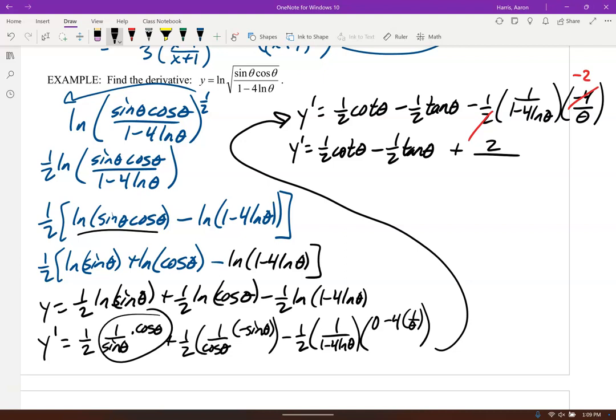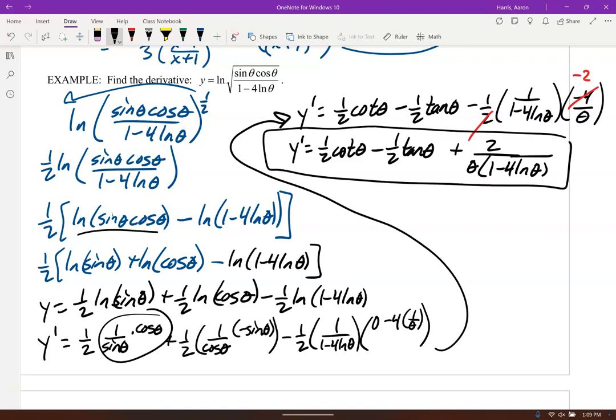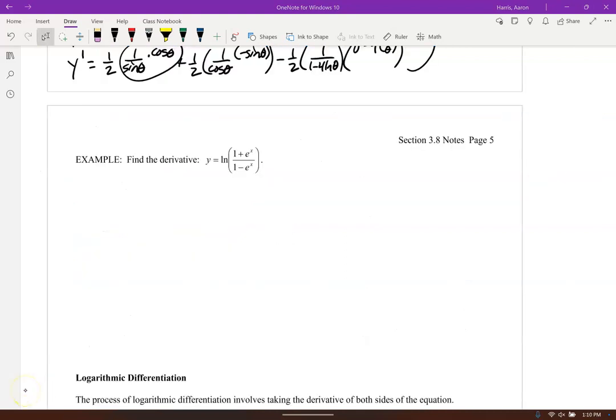Positive 2 over theta, 1 minus 4 ln of theta. And there it is. Again, I'd use these logarithmic properties. So let's rewrite this as the natural log of that minus the natural log of the bottom here. Right? So use that ln of u over v is ln of u minus the ln of v. And then I would go ahead and take the derivative at this point.